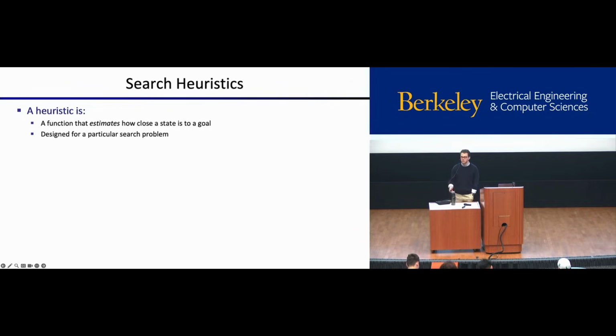This is obviously designed for a particular search problem, because I can't tell you how many steps you are away from your goal in a different search problem if my heuristic is about this goal. So this is goal specific, it's problem specific, and there's a lot of work that goes into figuring out what is a good heuristic. We'll talk about some of that. But the basic concept is this.